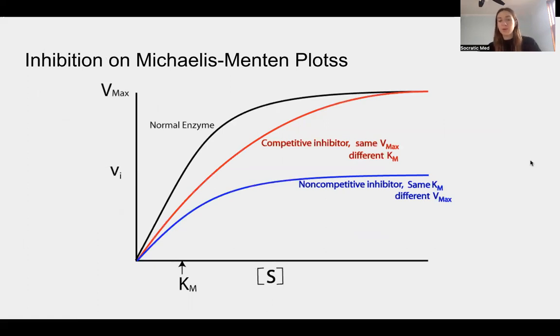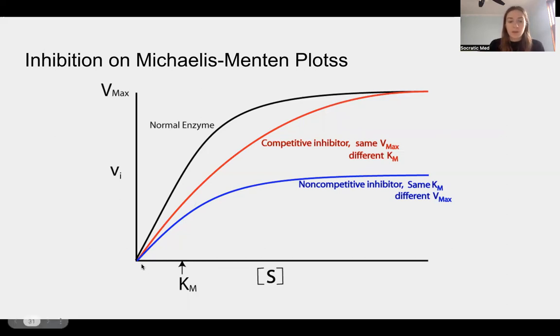So here are some inhibitors on Michaelis-Menten plots. For our competitive inhibitor, we have the same Vmax, but a different Km. Our Km will increase because if you draw a dotted line at half of Vmax, you'll see you hit the black line before you hit the red line. And that's because our Km is increasing. So we have lower affinity here since our inhibitor is competing for the active site with our substrate.